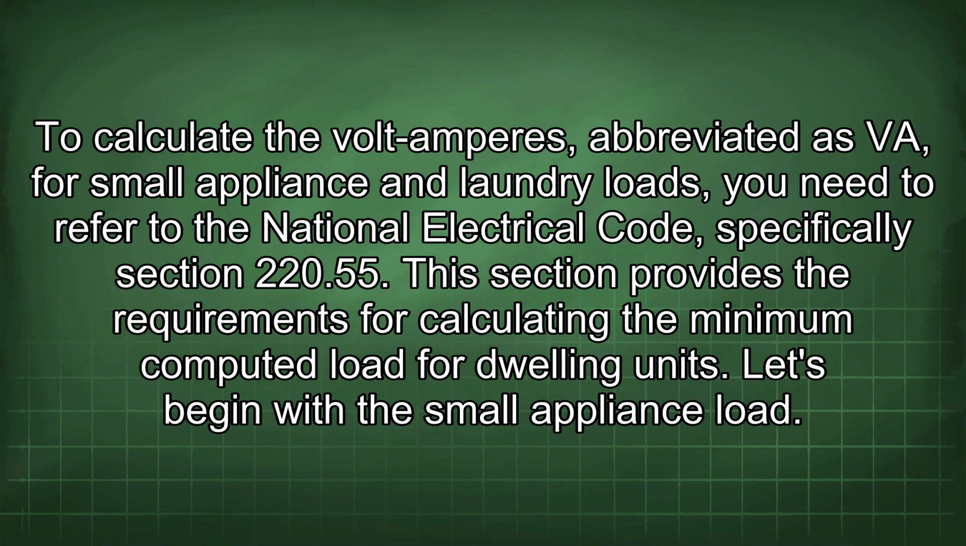To calculate the volt-amperes, abbreviated as VA, for small appliance and laundry loads, you need to refer to the National Electrical Code, specifically section 220.55. This section provides the requirements for calculating the minimum computed load for dwelling units. Let's begin with the small appliance load.